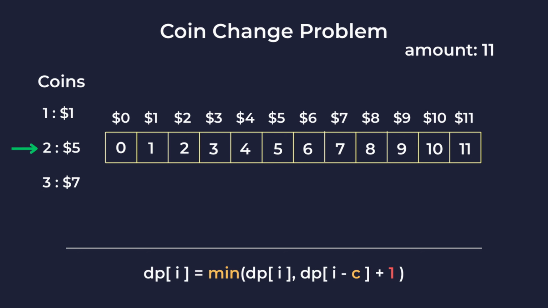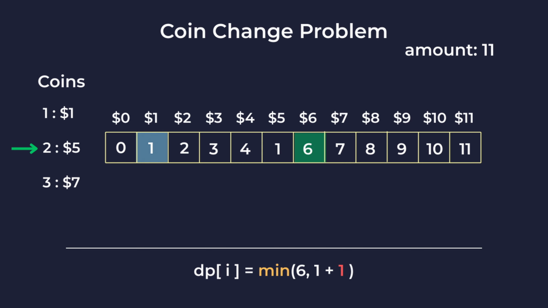Now, let's look at coin value 5. We begin at index 5. To make amount 5, we only need 1 coin, so we update it. For amount 6, we check the value at index 6 minus 5 and then plus 1. That gives us 2 coins for 6, and we continue the same way.